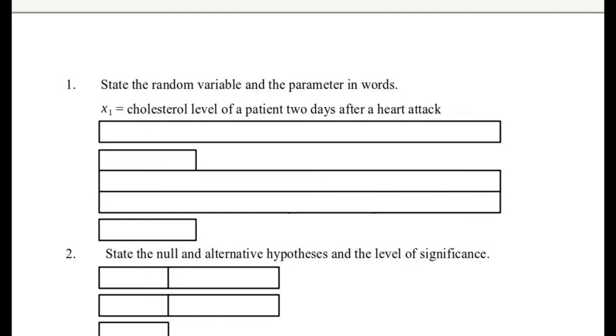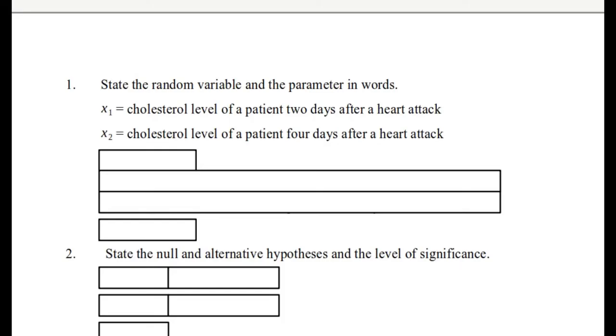And to do that, we remind ourselves that there are two. So X sub 1 is the cholesterol level of a single patient 2 days after a heart attack. And then X sub 2 is the cholesterol level of a patient 4 days after a heart attack. So what that means is that we can find D. And D is the difference, that is X sub 1 minus X sub 2.